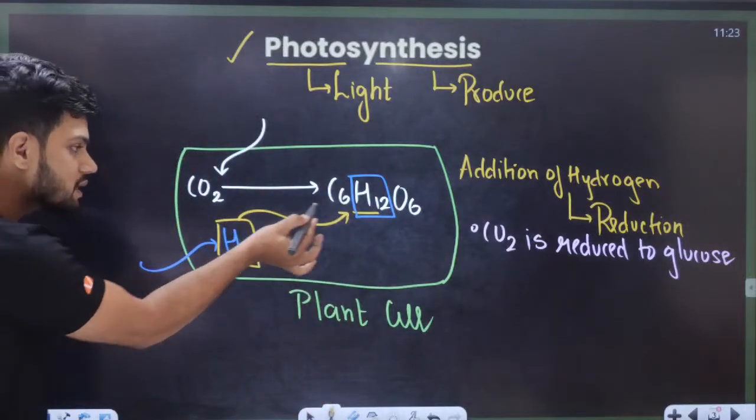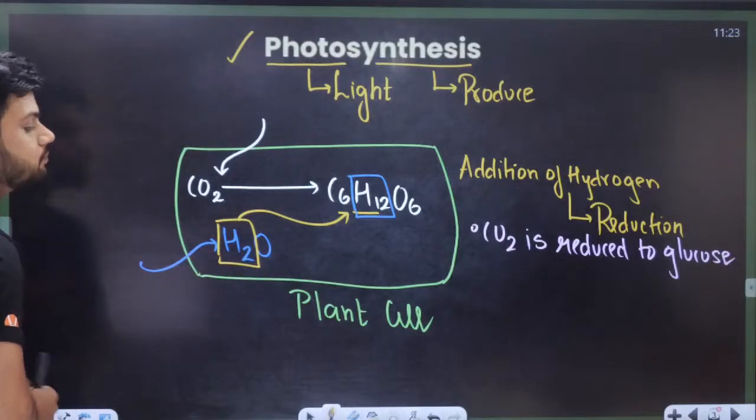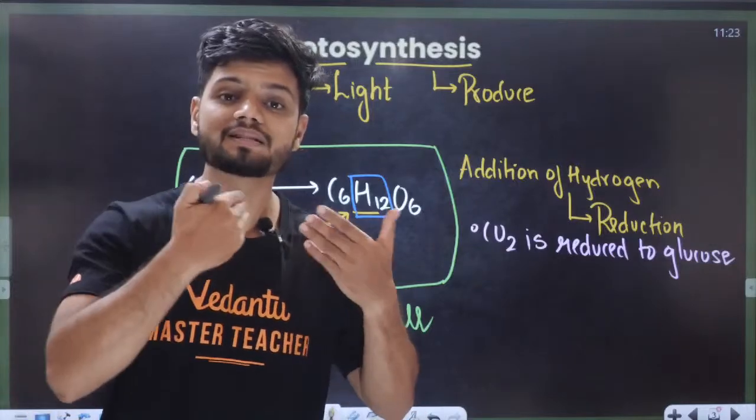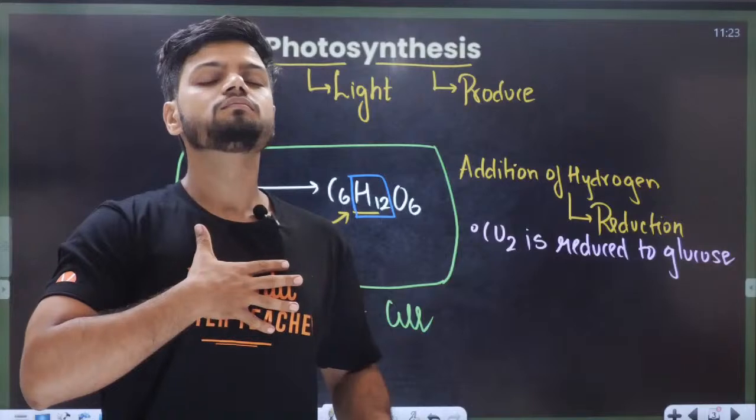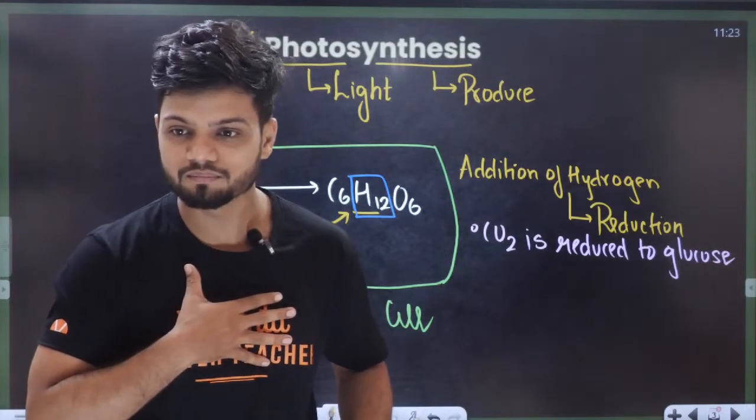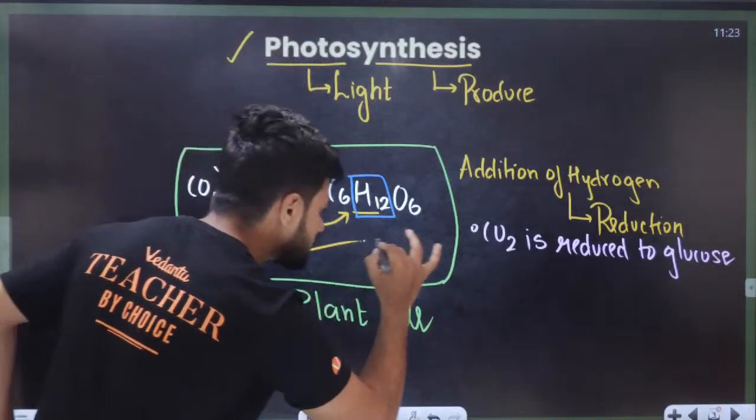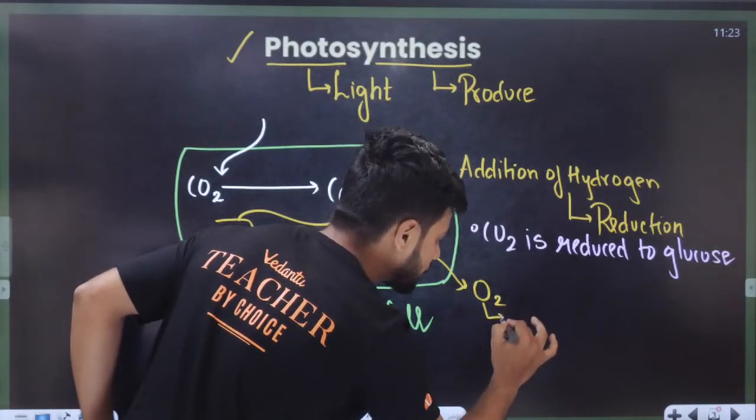If hydrogen is given to the formation of glucose, what is the fate of oxygen then? All of you know, plants take in CO2, plants release oxygen, and the same oxygen we breathe. Yes or no? We breathe the oxygen. All of you? Yes, we breathe the oxygen. So this oxygen is released out of the plant cell as a byproduct.